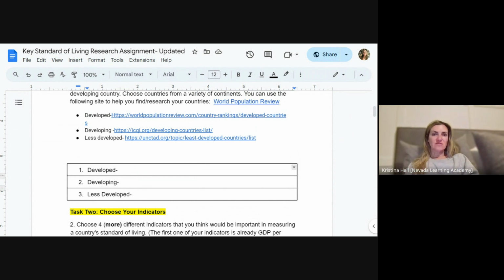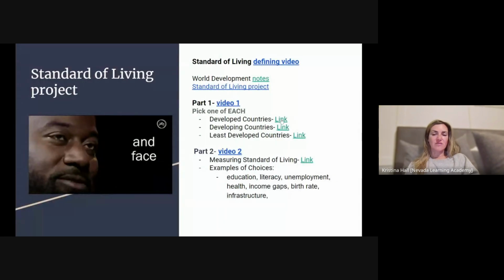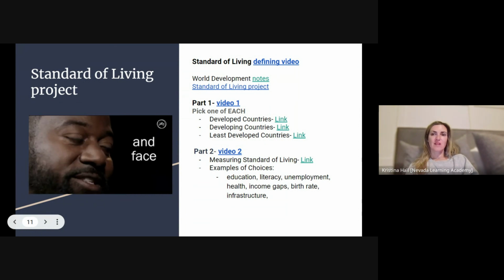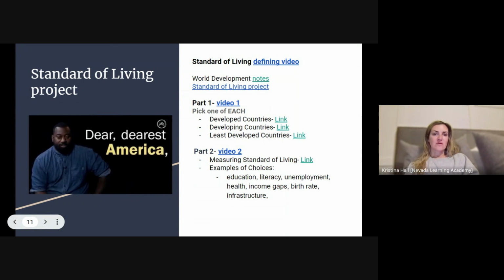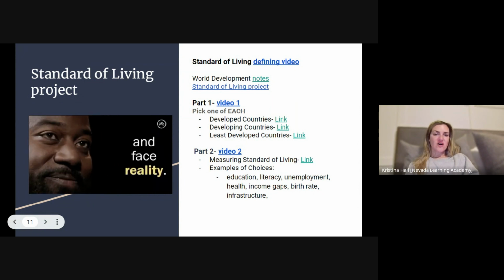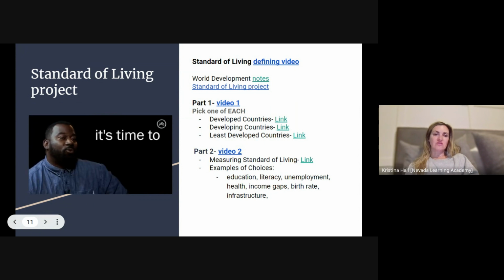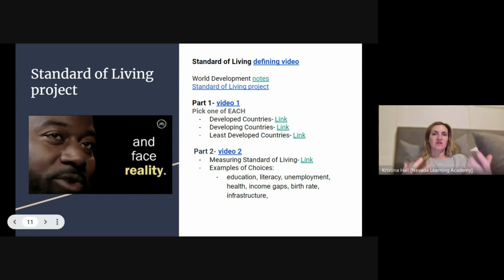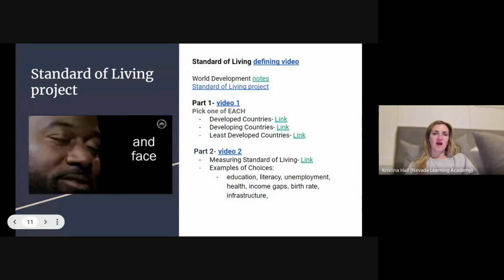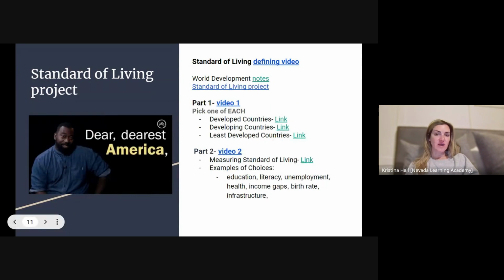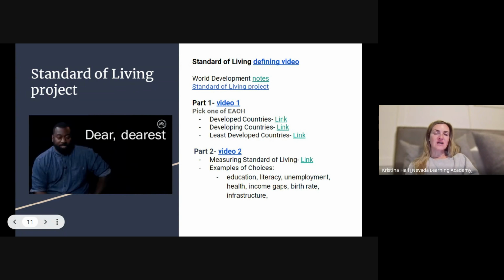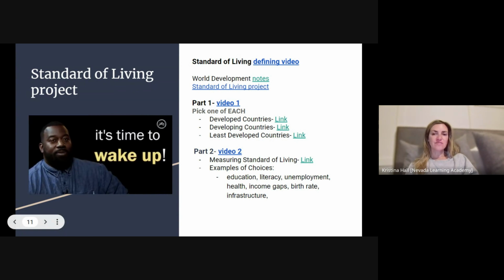So let's look at our first link. All right, so let's look at developed countries. If you're watching this back, this is where you'd want to go and get that PowerPoint open. We can see here anything in the darker blue or darkest blue is going to be considered a developed country. So you've got Canada, the States, parts of Western Europe, Australia, Japan, South Korea, New Zealand.